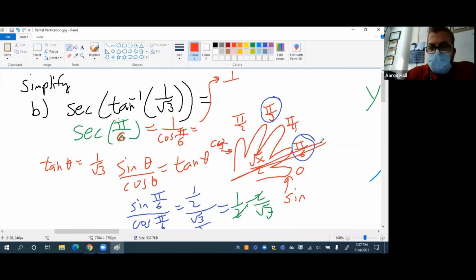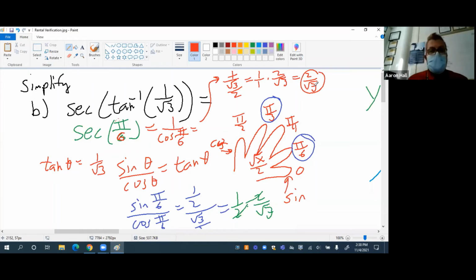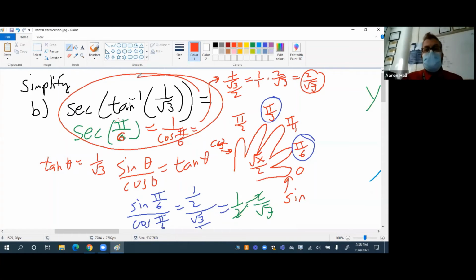If I put this finger down here, it's the square root of 3 over 2. Now I'd be cautious about what that 1 means. That 1 really means 1 over 1, right? So when we divide by fractions, here's a tip. You have 1 over 1 times 2 over the square root of 3, which gives me 2 over the square root of 3. There we go. That's our answer.